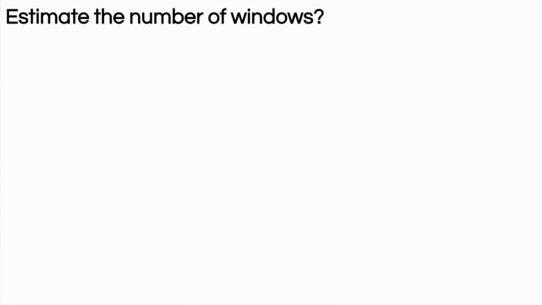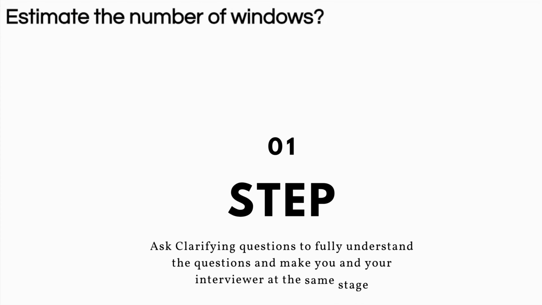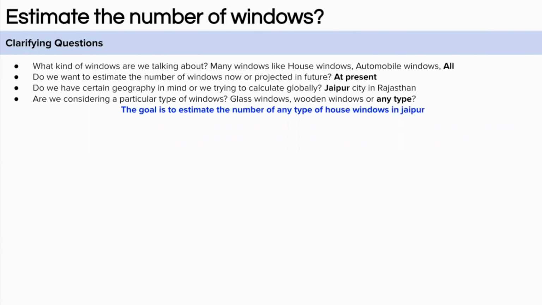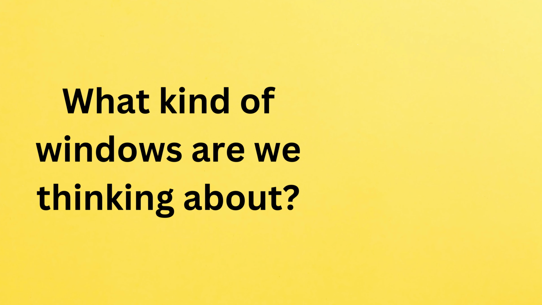As usual, what should be our first step? The first step is to understand the question and ask clarifying questions. Here it is important to define the boundary because the question is very open-ended. The first question which we can ask is about the windows. What kind of windows are we thinking about?